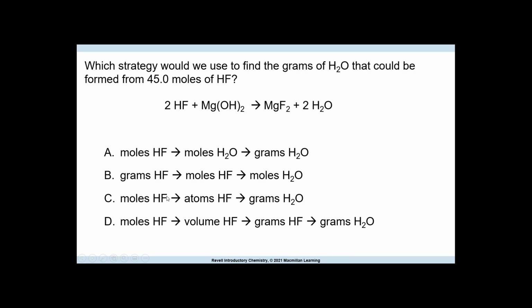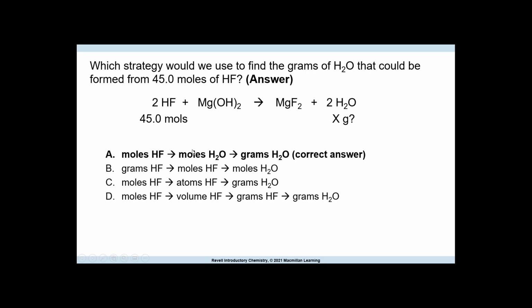What strategy would we use to find the grams of water that could be formed from 45 moles of HF? Well, if you have 45 moles, the first thing you need is to go to moles of water, and then moles of water to grams of water. So if we find that, it would be A.